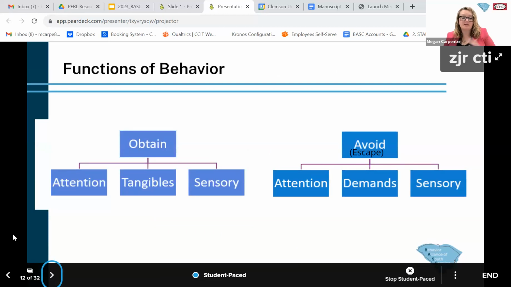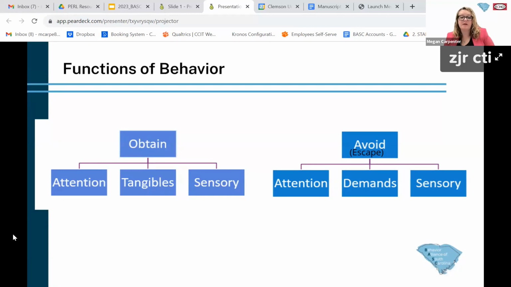So remember, as a quick review, the functions of behavior in general are to either obtain something or escape or avoid something. So either obtain something, it could be attention, maybe peer attention, adult attention, or tangibles, maybe there's something they really like, such as computer time or an iPad. It could be a specific activity, or it can be some type of sensory input. So they're trying to get the feeling of something or the way something looks or the way something sounds, that they want that.